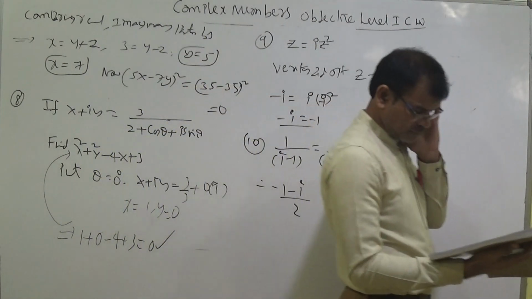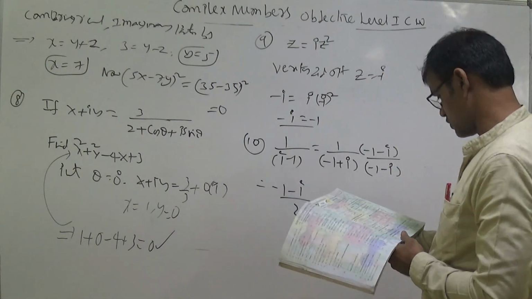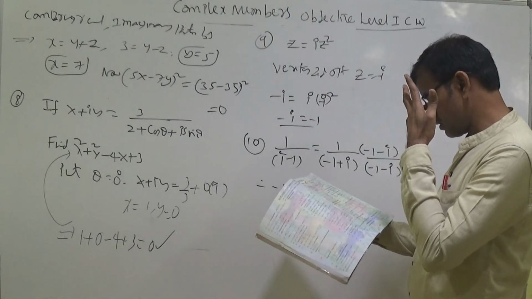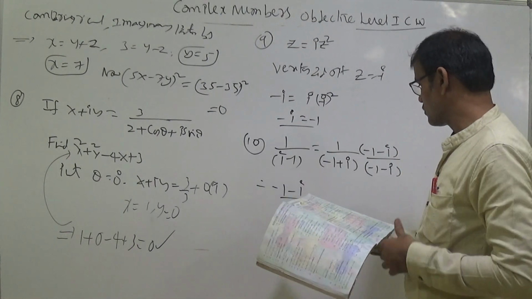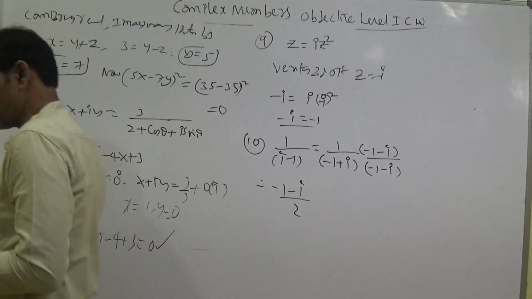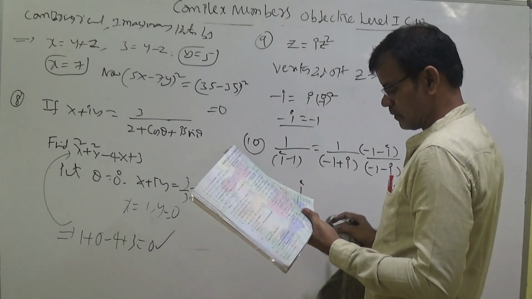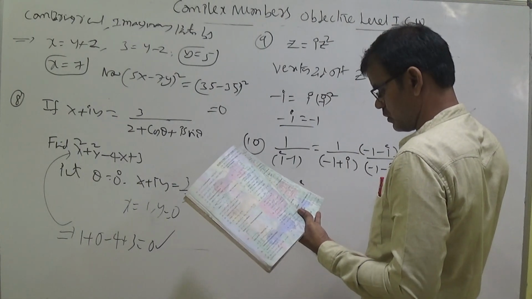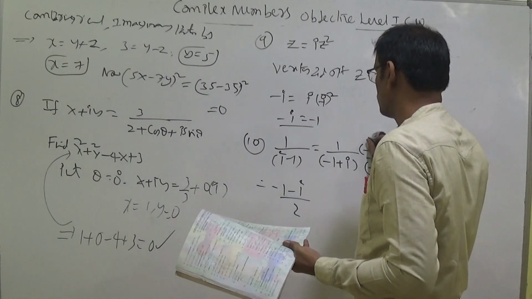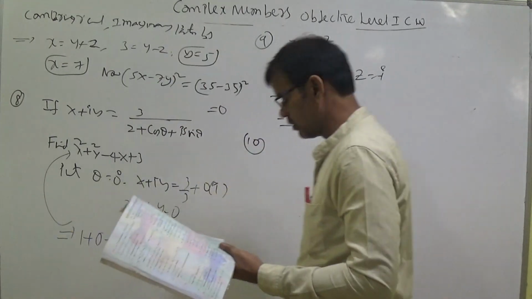He is asking the conjugate of a complex number. So for this one also you should verify. The conjugate of this complex number 1 by I minus 1. No need to write this much. If we write 1 by I minus 1, 1 by minus 1 plus I, 1 by I minus 1 we need. Rationalization verification is not the proper way.